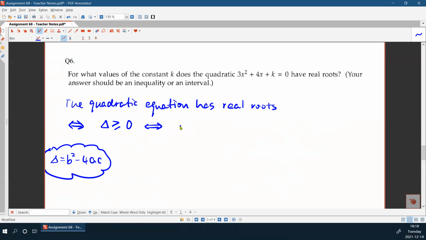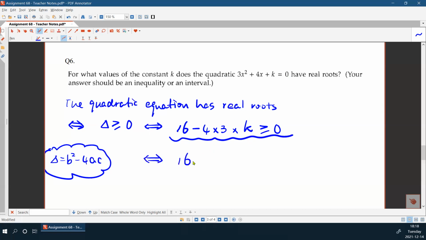So b is 16, right? And minus 4 times a is 3, and c is k, right? And this is a determinant. We have just discussed the determinant must be greater than or equal to 0, right? So that means k must satisfy this condition in order for the original equation to have real roots.